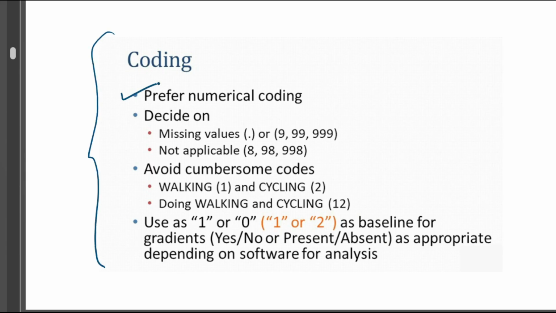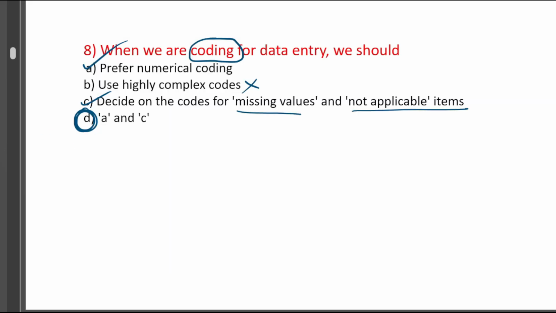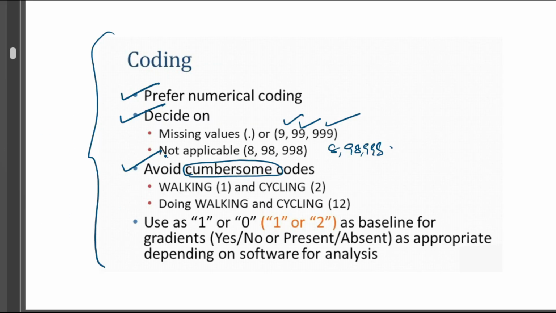You prefer numerical coding, you decide on the missing values and not applicable values. Missing values are generally 9, 99 and 999. Not applicable values are 8, 98 and 998. Then you avoid cumbersome or difficult codes. In the option they gave, use highly complex codes, but they have said to avoid the cumbersome or the complex codes. Then lastly, you will use 1 or 0 as baseline for the gradients.